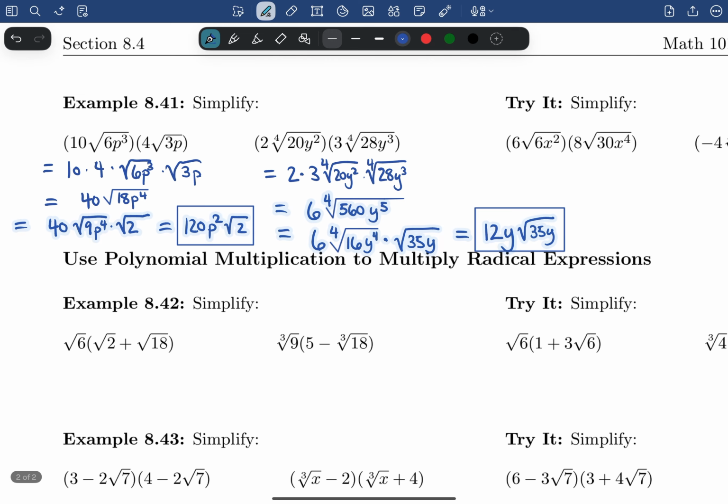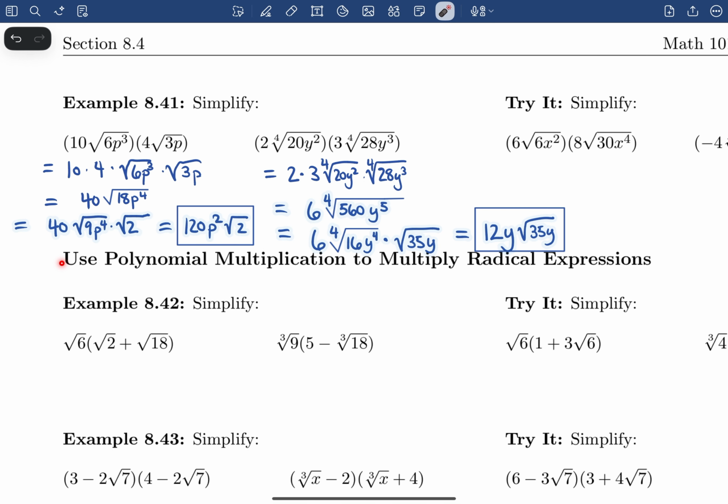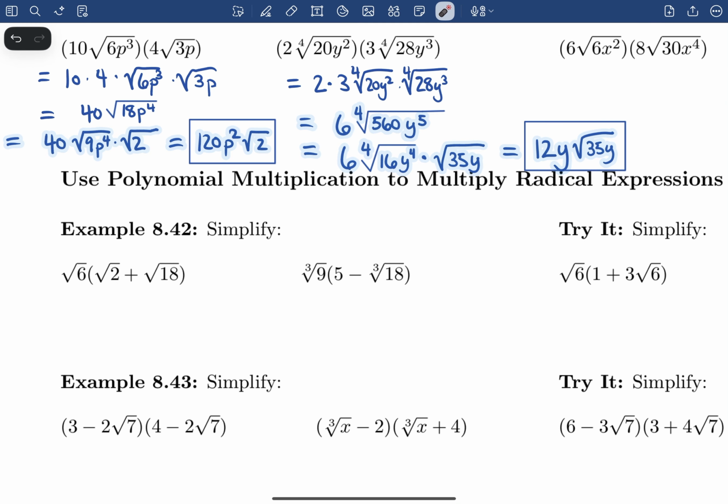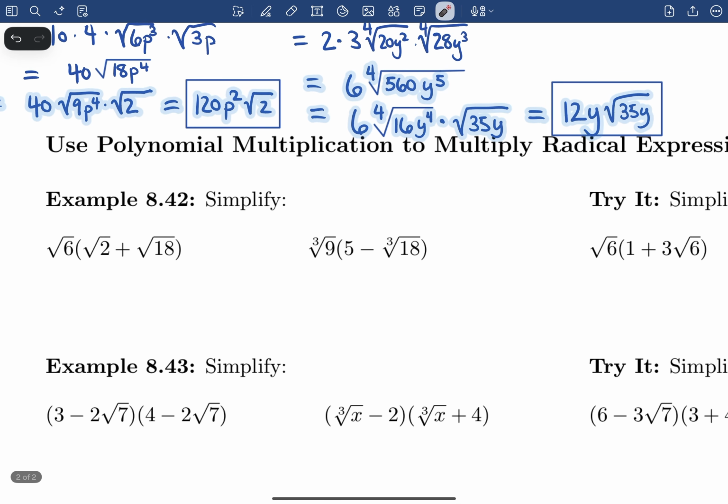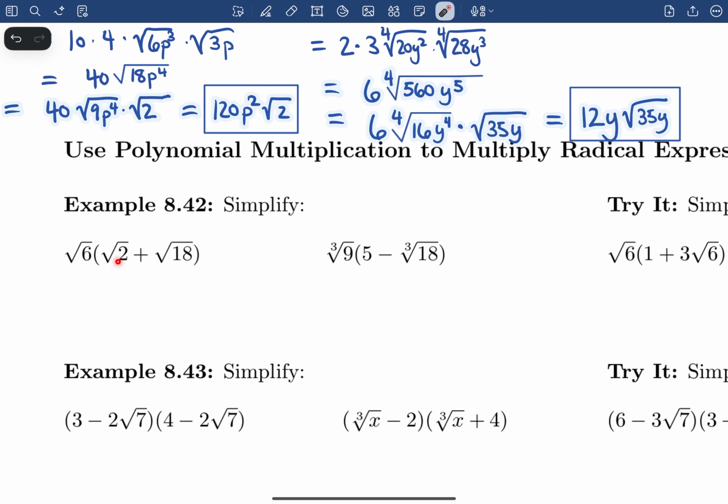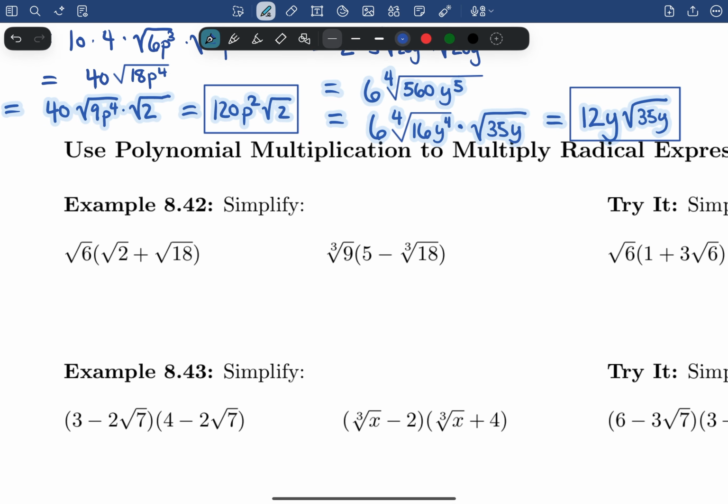Great. So now let's practice multiplying expressions with radicals as if they're polynomials. Okay, so we're going to use polynomial multiplication concepts to multiply radical expressions. And you're going to see it works the same as if I'm multiplying polynomials. So when I see the square root of 6 times the square root of 2 plus the square root of 18, I'm going to think of distribution of the square root of 6 into both of these terms. Okay, and I can go ahead and use the product property to combine the radicals together immediately.